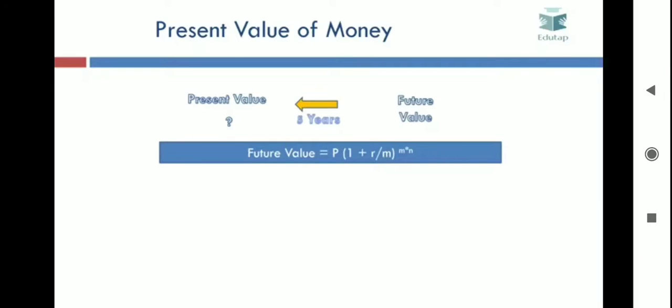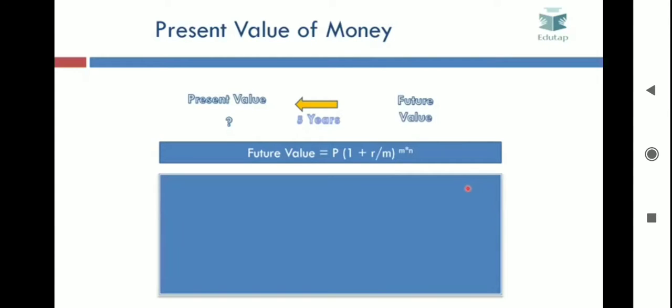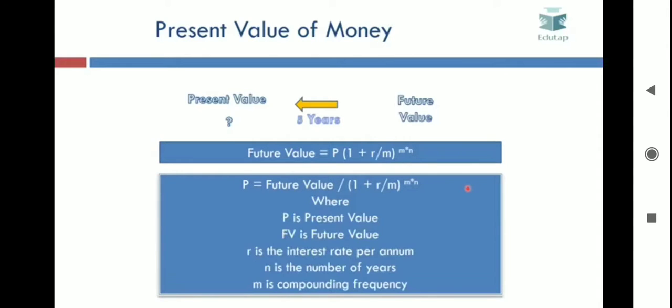We have already seen in the first video that the formula for future value is P into 1 plus R by M raised to the power M into N. The same formula can be used to calculate the present value. If we tweak it a little bit, we get present value equal to future value divided by 1 plus R by M raised to the power M into N. Where P is the present value, FV is the future value, R is the rate of interest per annum, N is the number of years, and M is the compounding frequency depending upon whether it is annual, semi-annual or quarterly.